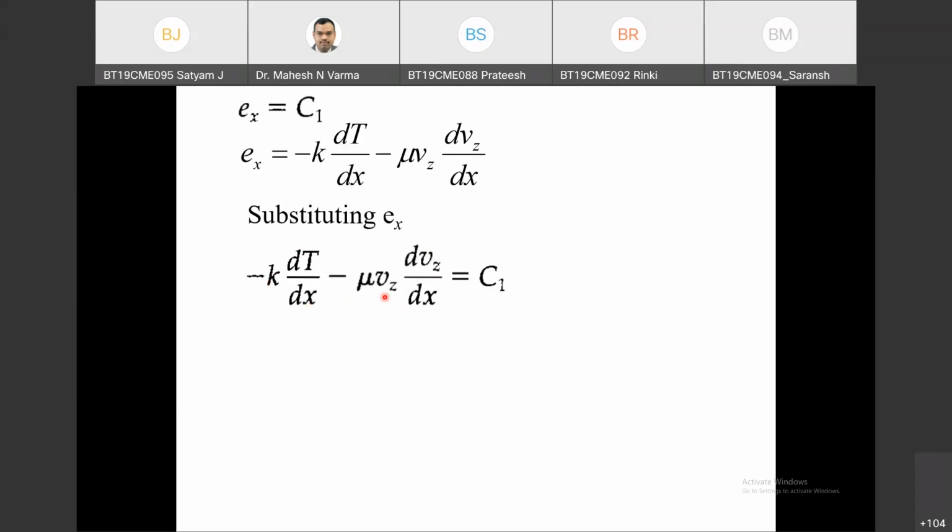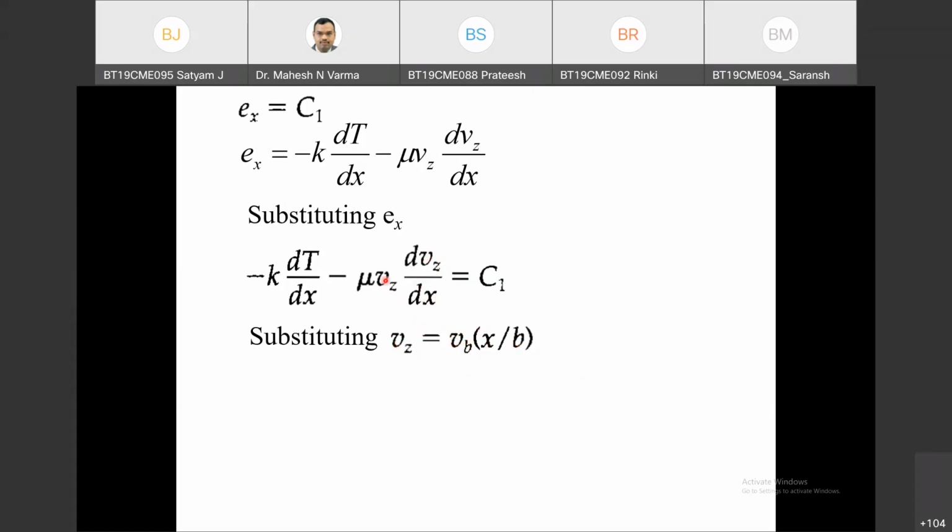What is the velocity profile? So already we have assumed velocity profile Vz equals Vb x by b, and this is true when this gap is very small as compared to radius. This gap b is very small as compared to radius, then only this is true. If Vz is this, what will be dVz by dx? dVz by dx will be equal to Vb by b.